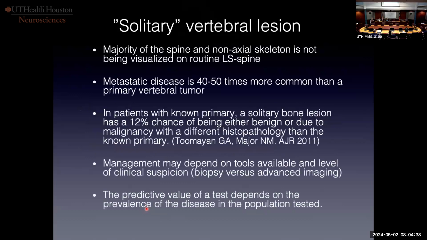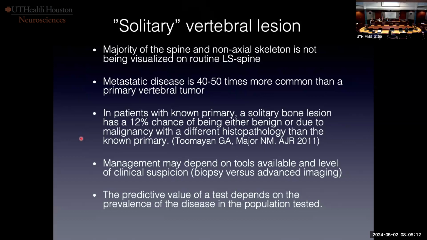So when we look at lesions in the spine clinic and we're looking at a lumbar spine MRI, we realize that the majority of the spine and non-axial skeleton is not even being imaged. Metastatic disease is 40 to 50 times more common than a vertebral primary. And even in patients with a known primary, if you have a solitary lesion, this comes from a CT biopsy study, it had a 12% chance of being benign or due to malignancy with a different histopathology. So even if you have a primary, it's not necessarily a given that the solitary lesion is that particular pathology.